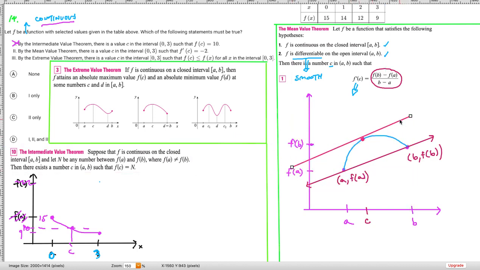So if you look, these two lines have the same slope. So this line right here, right? What's f prime of c, the slope of this line? That's the tangent line. F prime of c is, again, the slope of the tangent line. And this formula on the right-hand side is the slope of the secant line.